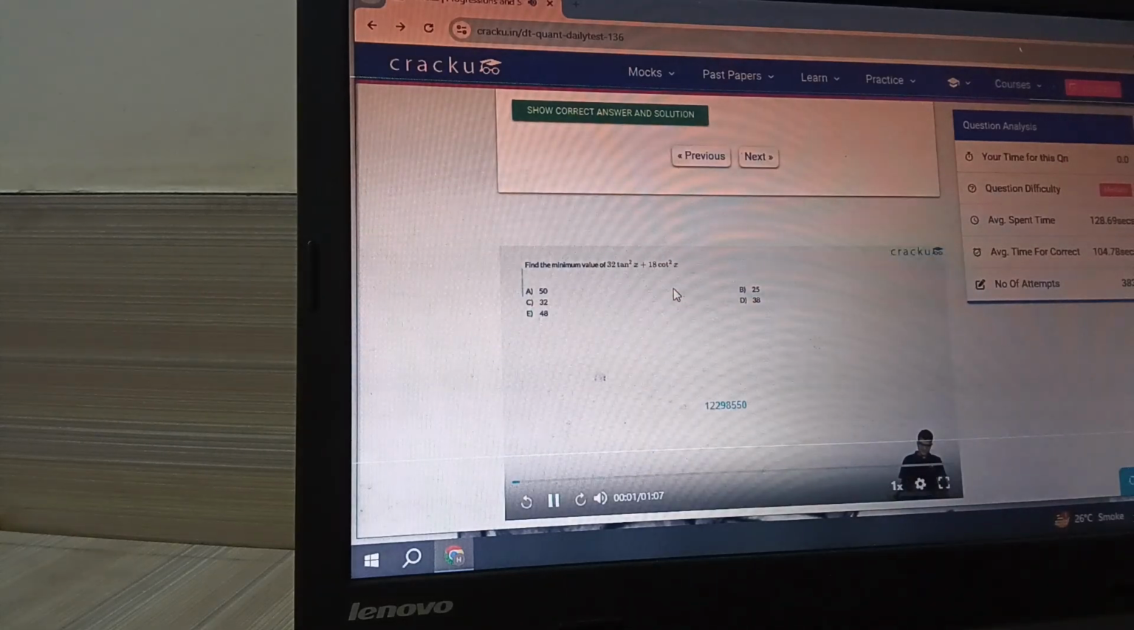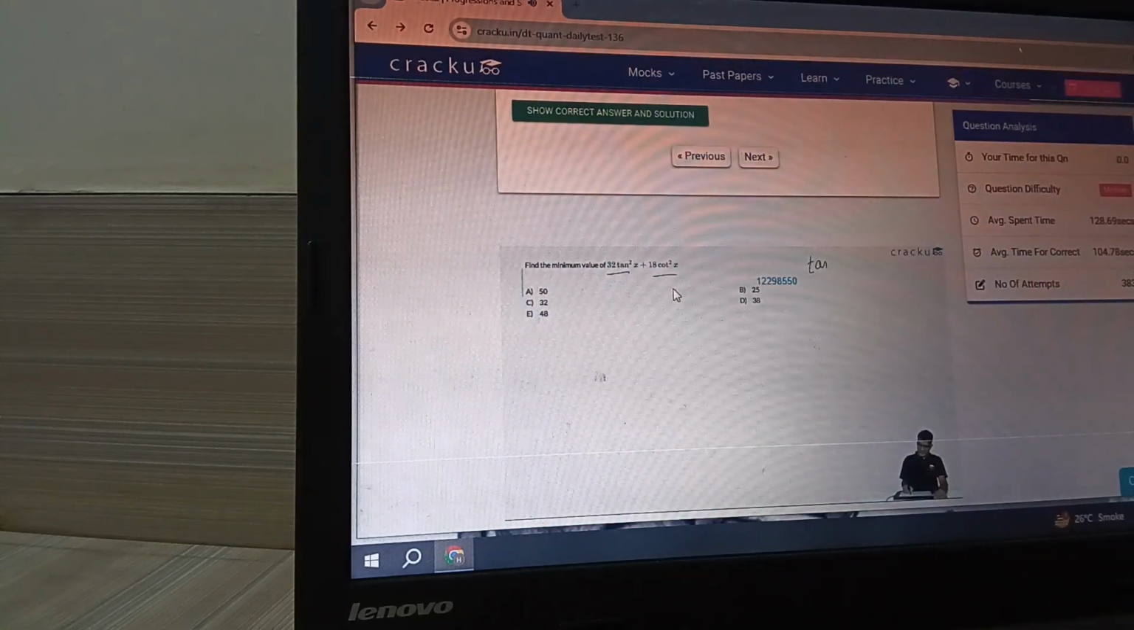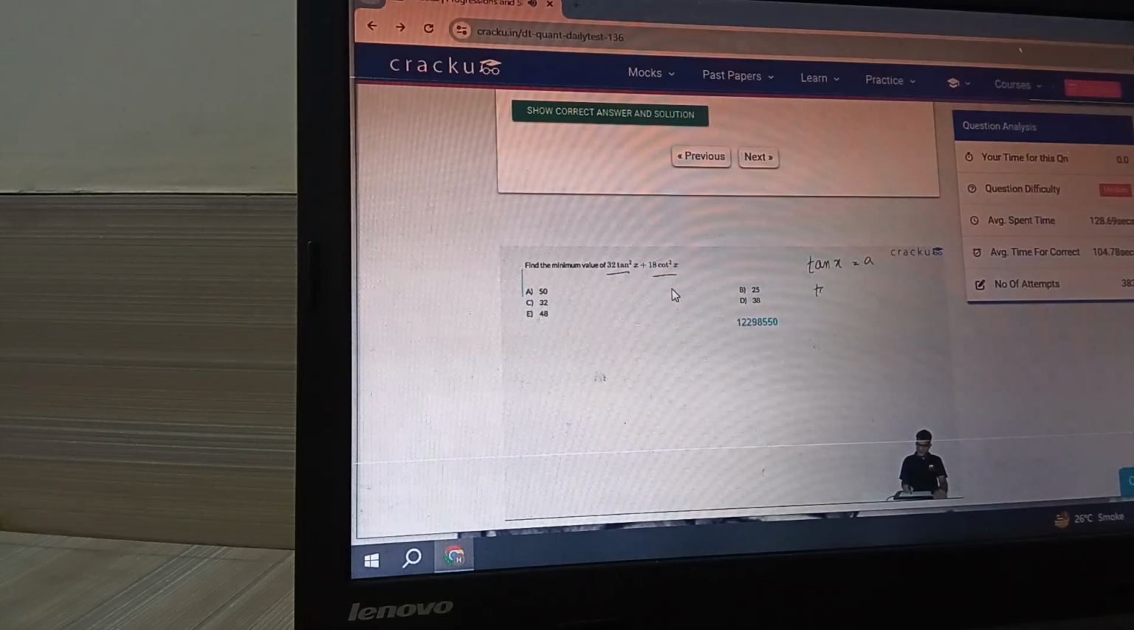In this question, we are asked to find out the minimum value of 32 tan square x plus 18 cot square x. If you assume that tan x is equal to say a, then tan square x will be a square and cot square x will be 1 by a square. So the given expression is of the form 32a square plus 18 by a square. What is the minimum value of this?